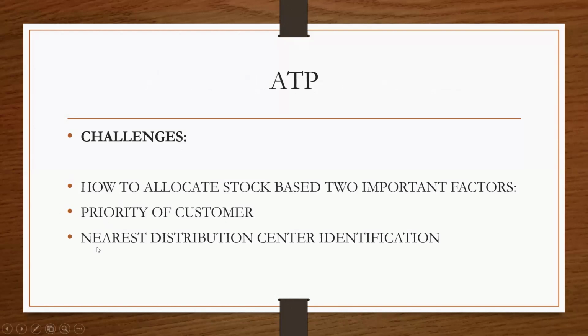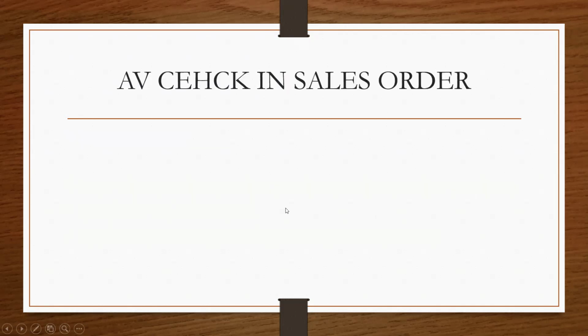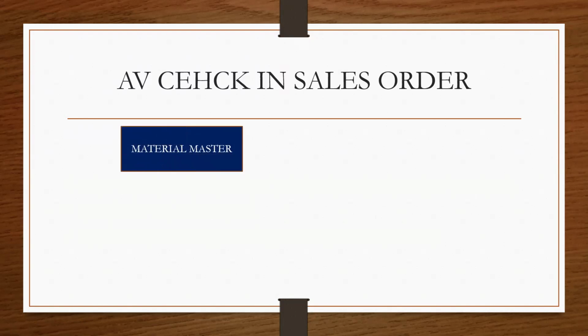And the second one is the most challenging situation: what is the nearest distribution center identification? A distribution center can be your plant, or else it can be a real distribution center, like retail. See, all these are the challenges you will have. ATP is performed on system also, like the availability check in the sales order. If you would like to perform it, what needs to be done?